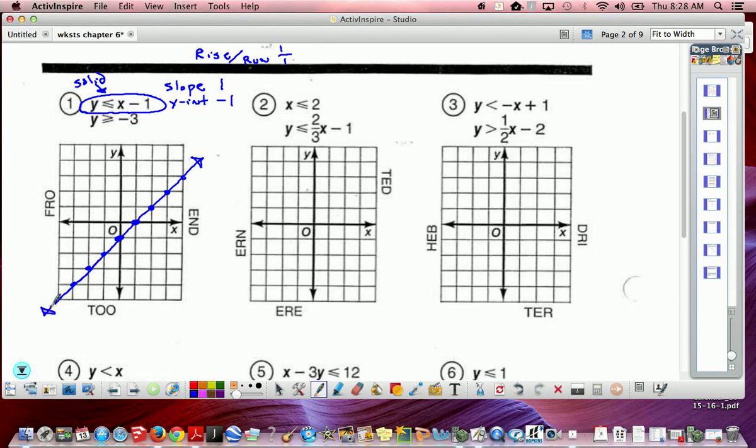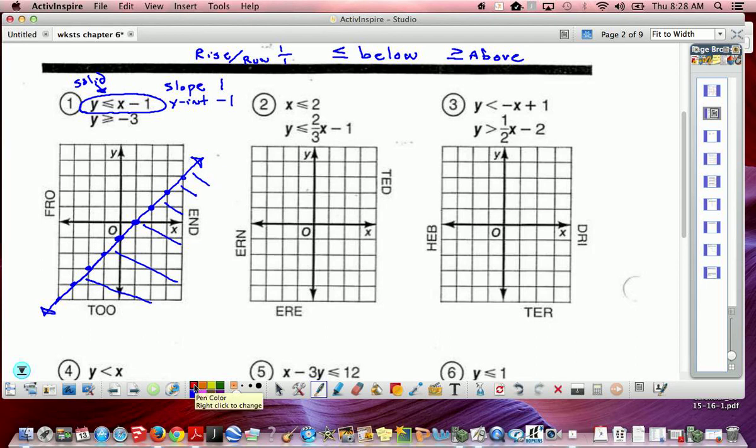So the question is, do I shade above or below? If y is all by itself, if it's a less than or equal to, we go below. If it's a greater than or equal to, you go above. And you do this if y is by itself. In this case, since it's a less than or equal to, my shading right now is below. So right now for number 1, my answer is either going to be T00 or the word END here. Now I have to graph the second one.